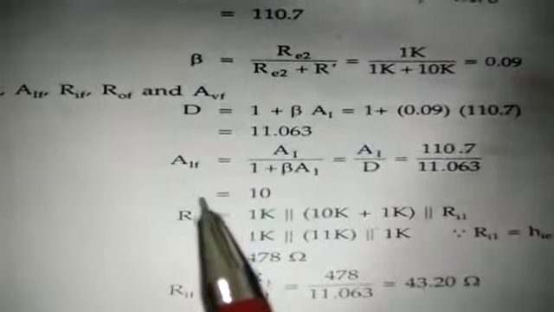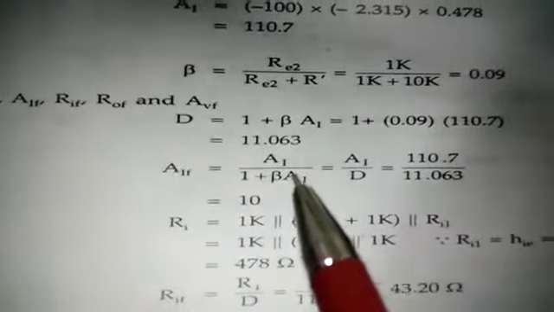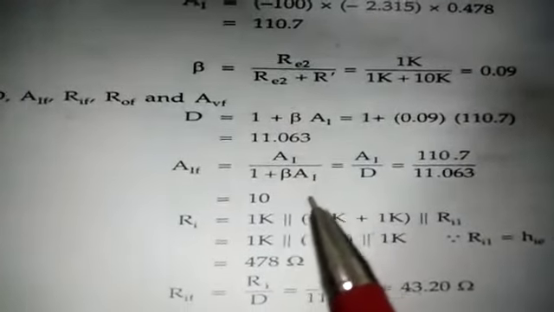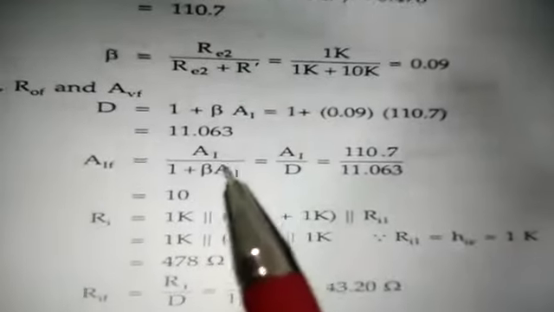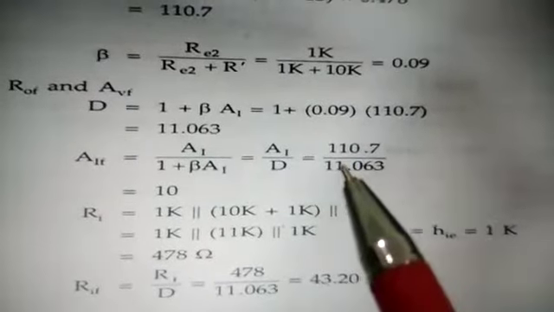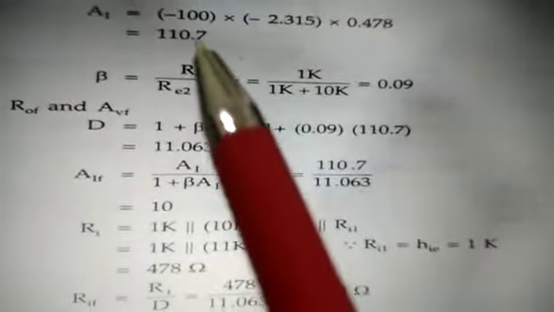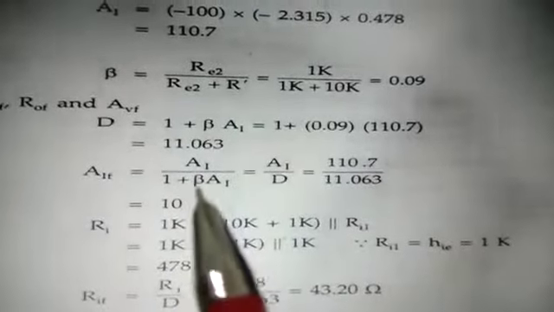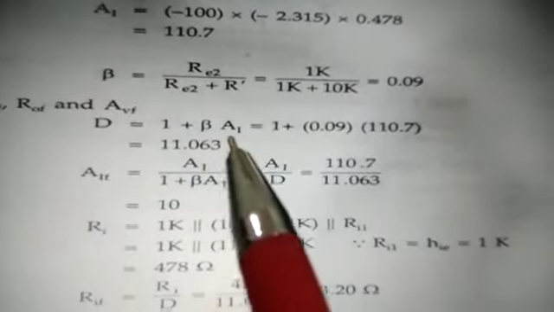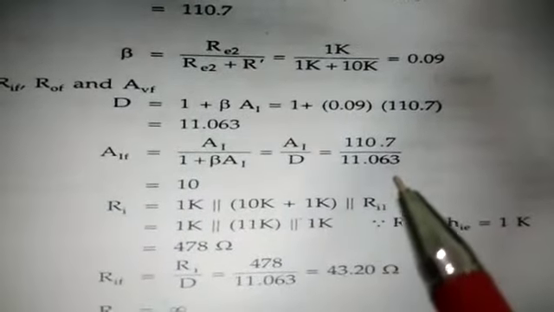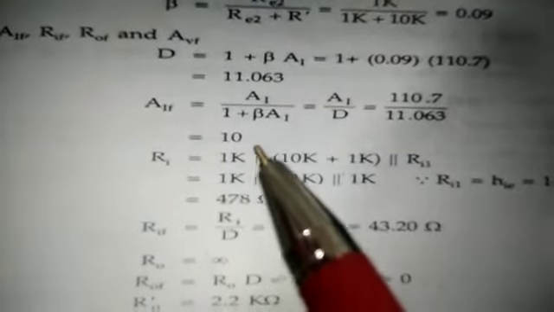And lastly, you calculate AIF, that is A upon 1 plus A beta, where A is the open loop gain. This is already calculated above, 110.7, and 1 plus A beta we have calculated as the D factor, that is 11.063. This is called the return factor. So AIF is 10. Now the overall current gain is 10.